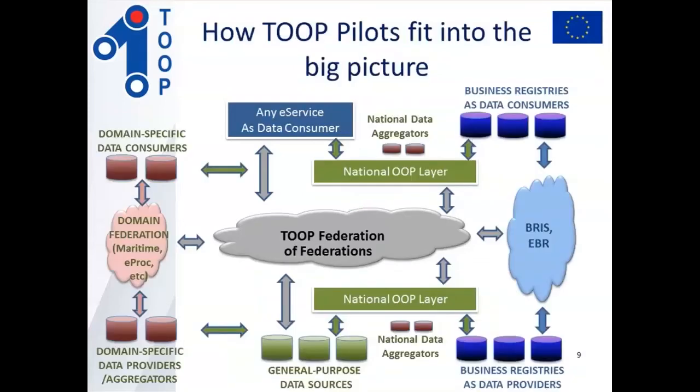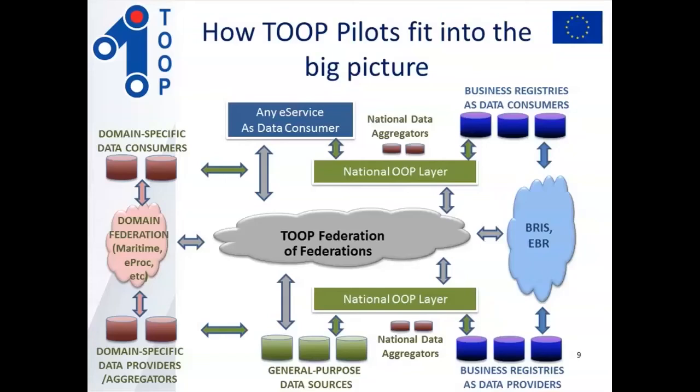This is a more complex depiction of the piloting landscape, but also a more realistic one, because it introduces the federations and the networks of exchanging data that exist already. So you see on the right-hand side BRIS, which is very important for us because it already interconnects the official business registers in the various countries, and the business registers are a primary source of data for TOOP, for business mobility in particular.